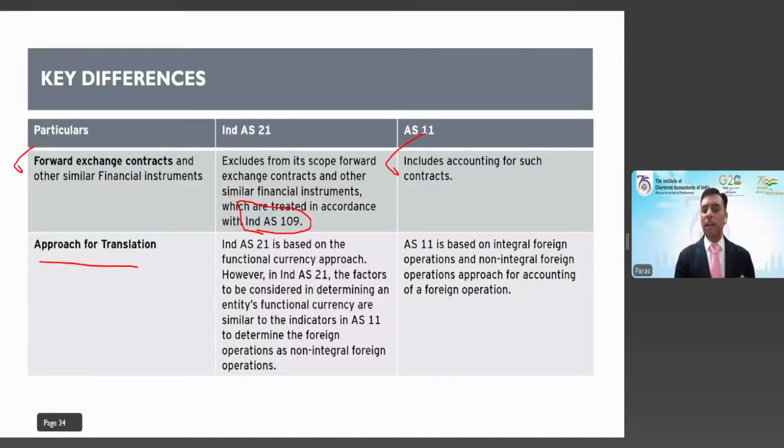Second, the approach for translation. If you have read the provisions of AS 11, you must be aware that there is a concept of integral foreign operation and non-integral foreign operation. But in Ind AS, there is no concept of integral or non-integral operation. What is the concept here? The concept talks about the significant degree of autonomy. You need to check whether your foreign operation is conducting its business independently or not. If it is doing its business independently, then you need to determine the functional currency on the basis of para 9 and para 10. But if the foreign operation does not have a significant degree of autonomy, meaning it is not independent, then we can assume the functional currency of the reporting entity is the same as that of the foreign operation, right?